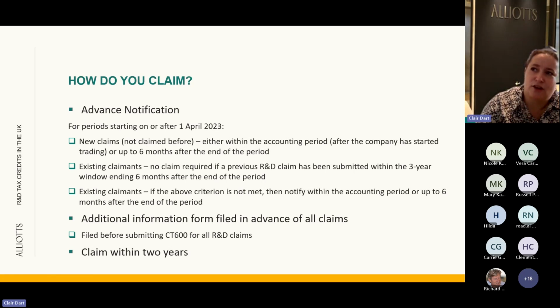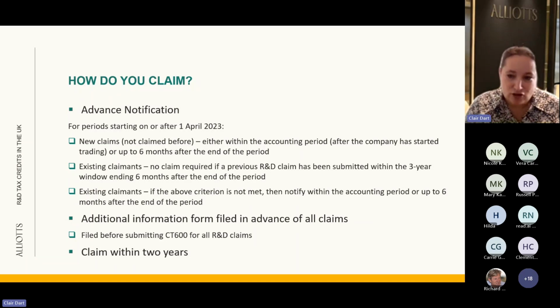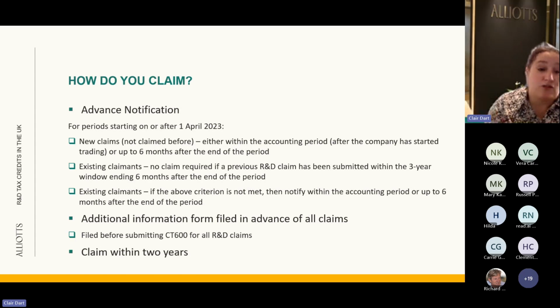Okay, moving on to how do we claim? So let's assume we have R&D activity and we meet the criteria. How do we go about making a claim? It used to be the case that the claim was made on the company tax return. You had, therefore, 2 years from the end of the accounting period to submit it.